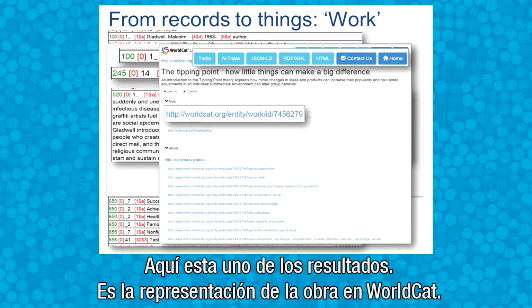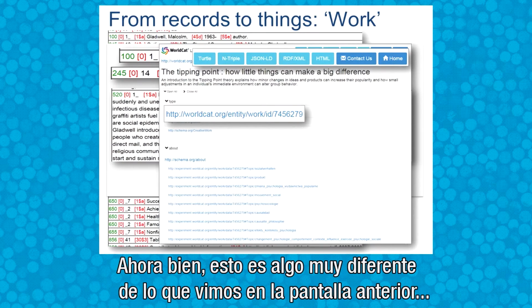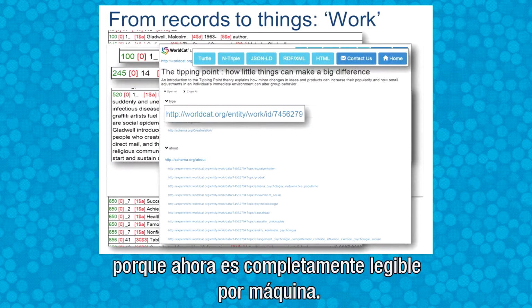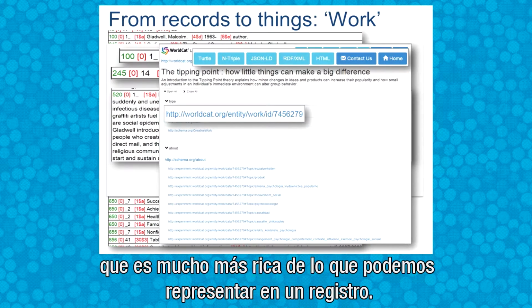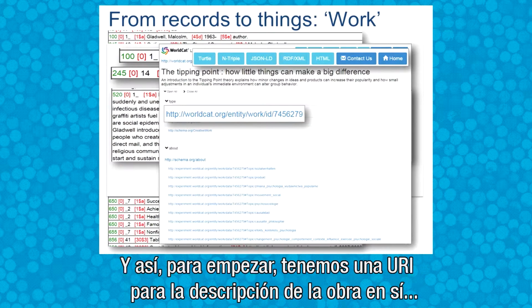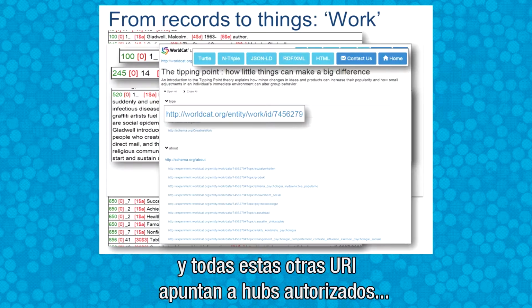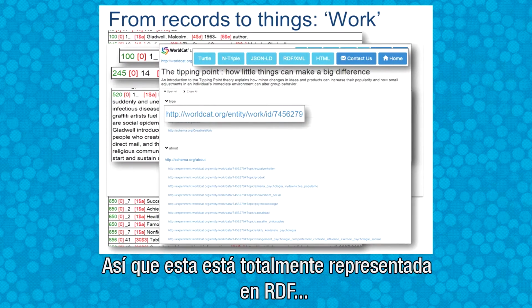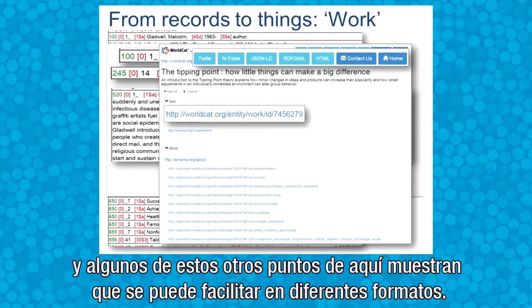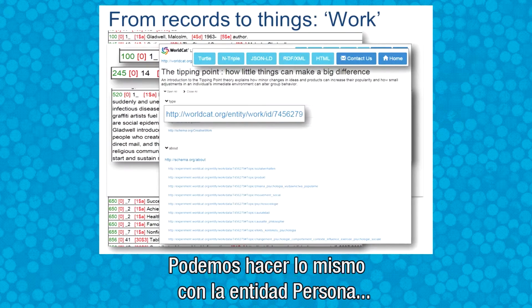And here's one result. It's the WorldCat Works representation. And now this is something very different from what we saw on the previous screen, because now it's entirely machine understandable, and each of these links refers to a source of information that is much richer than we can represent in one record. And so to start things off, we have a URI for the work description itself, and then all of these other URIs point to authoritative hubs where we can find out more about the topics and all of the other attributes that are listed there. So this is fully represented in RDF, and some of these other points here show that it can be delivered in different formats.